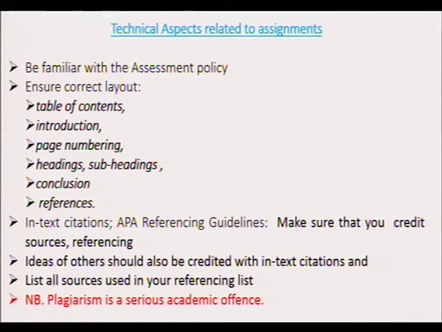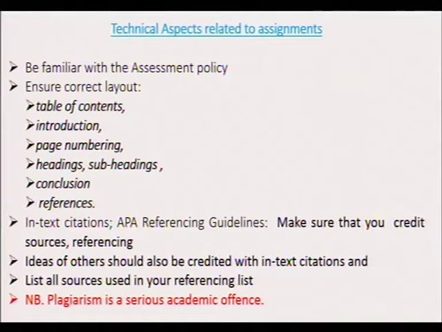Now, if we look at the technical aspects of your assignment, it's important that you take into consideration what I'm about to explain to you. You should be familiar with the assessment policy, specifically with regard to how the assignments are assessed, as well as the weighting and contribution of assignments towards the end of the year. When you plan your assignment, before you start writing, it's important that you ensure the correct layout of your assignment.